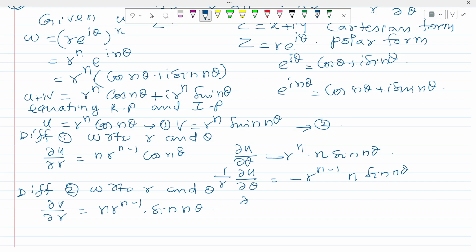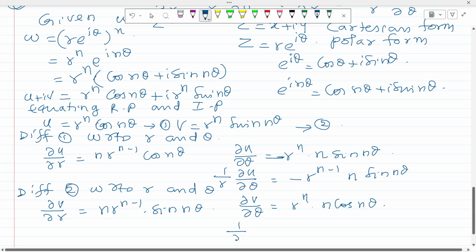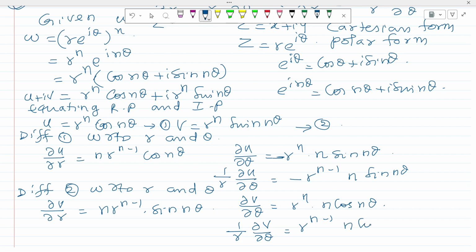And then dou v by dou theta. What is dou v by dou theta here? r power n into cos n theta. But we need that 1 by r, na? 1 by r dou v by dou theta equal to r power n minus 1 n into cos n theta.